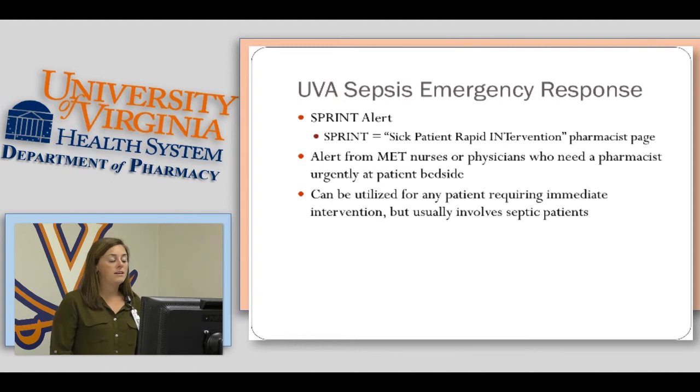So sometimes they don't meet 4 out of 4 SIRS criteria, but a physician or MET nurse thinks that this patient is probably septic. They can send a sprint alert to alert a pharmacist to please come to the bedside immediately to help in the evaluation of this patient as well.